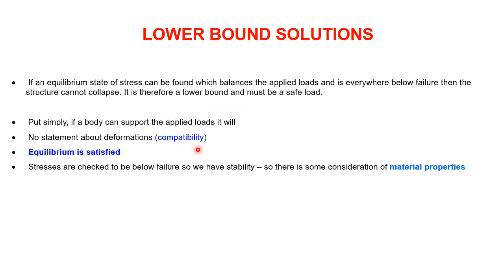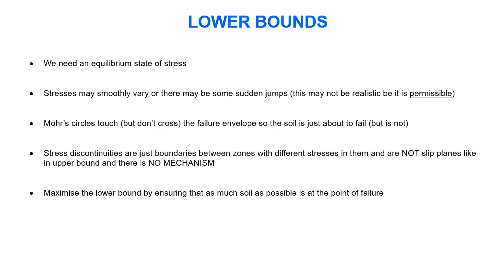In the lower bound method, we say nothing about compatibility at all. Nothing is moving, nothing is failing. We're on the point of failure, but nothing's failing. The lower bounds are all about equilibrium. We're checking equilibrium. We also check that the stresses are just on the point of failure so that we have stability. So we are considering material properties because we're considering strength.